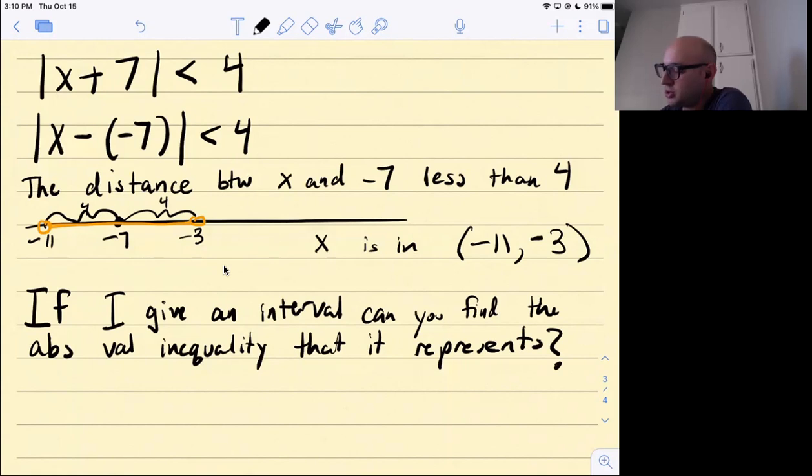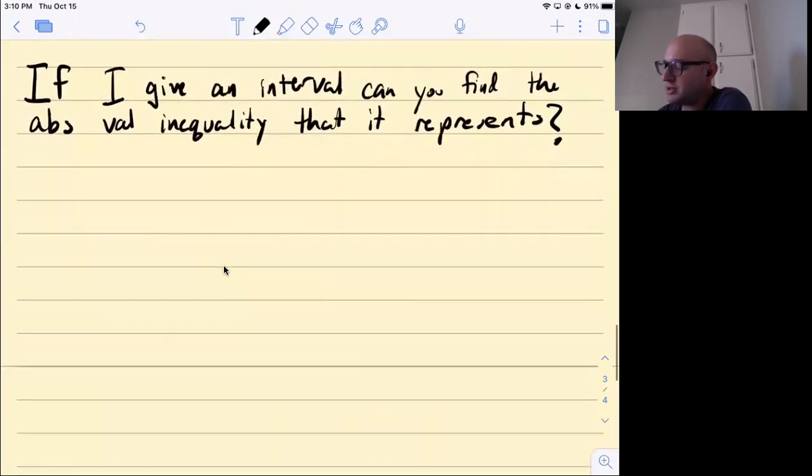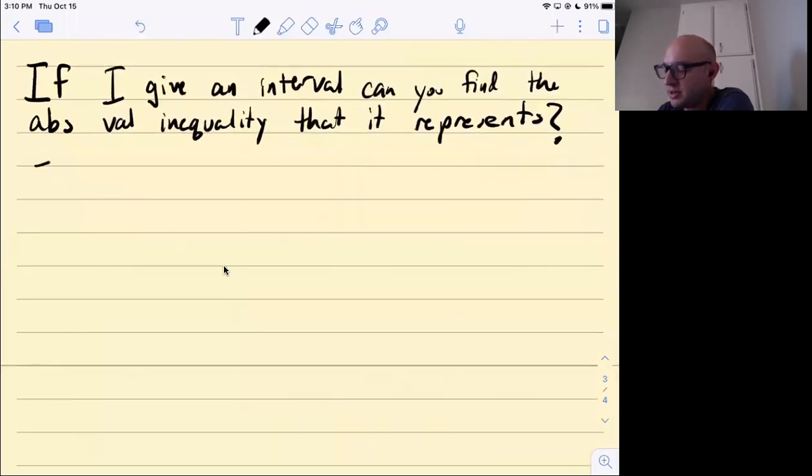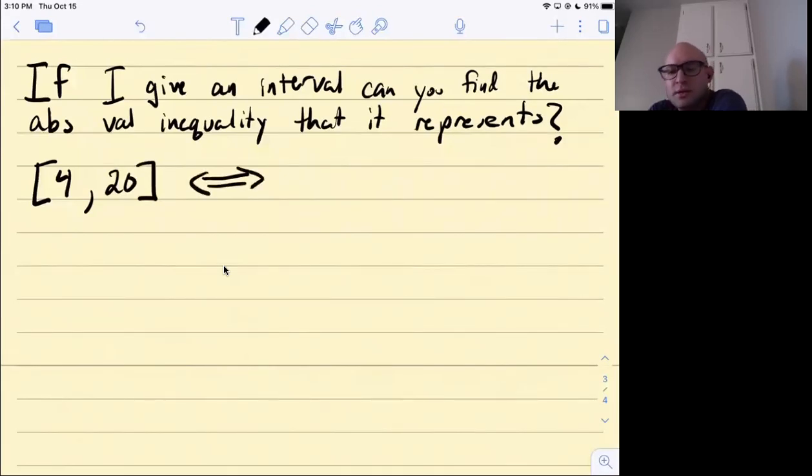Okay, so let's go backwards. This time I'm going to give you the interval, and you need to give me the absolute value inequality. So the interval now is going to be from 4 to 20. So what would the absolute value inequality be? And the hint is, think of that interval as a one-dimensional circle. Find where's the home, where's the center of that circle, or the center of that interval, and what is the radius.